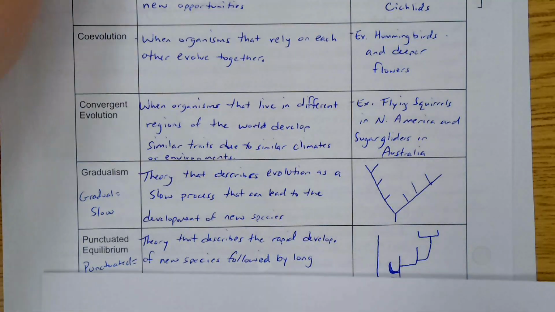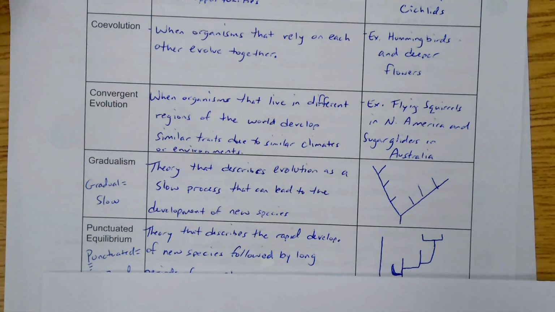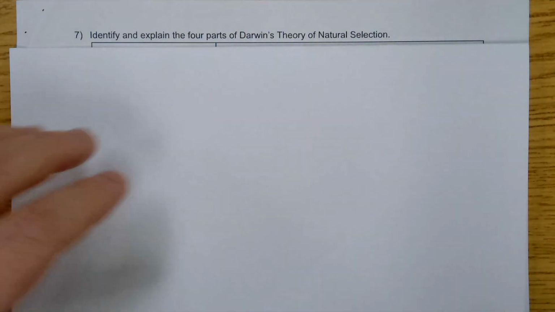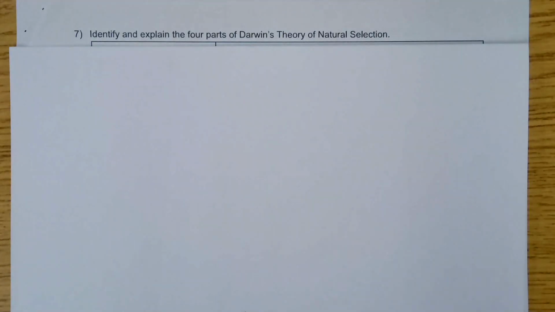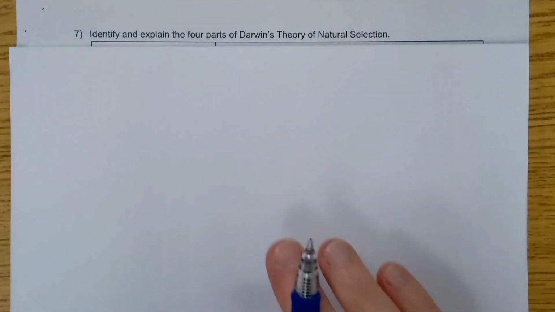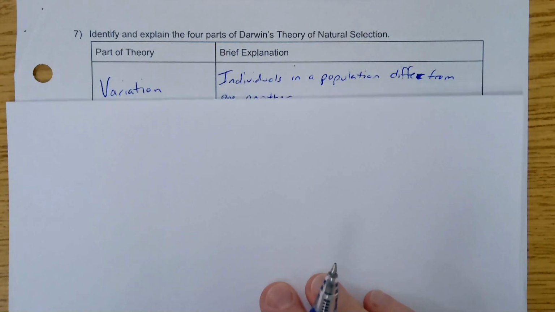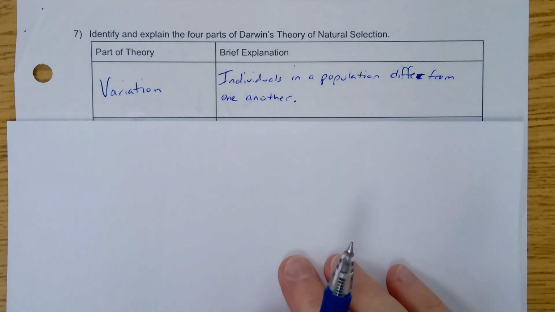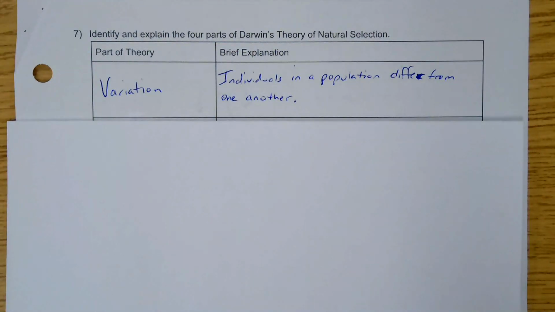So let's take a look at the next page. All right, so question 7 says identify and explain the 4 parts of Darwin's theory of natural selection. The first part is that a population needs to have variation. It needs to have traits. Individuals in a population must differ from one another. They can't be perfect clones. If they're all identical, natural selection can't happen.